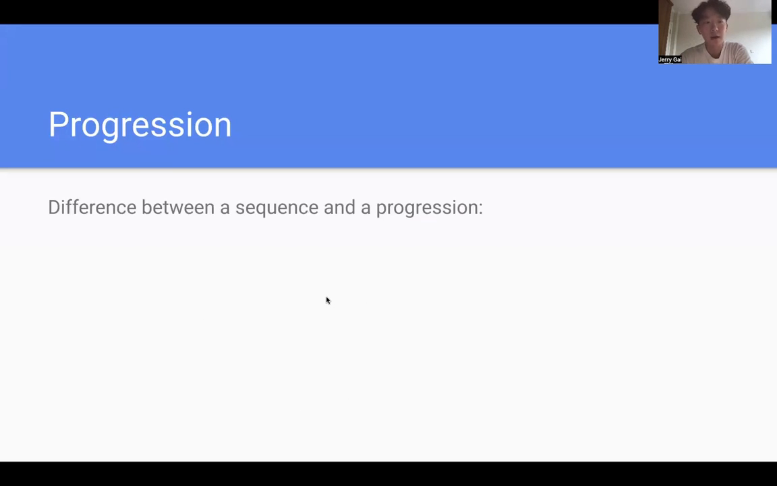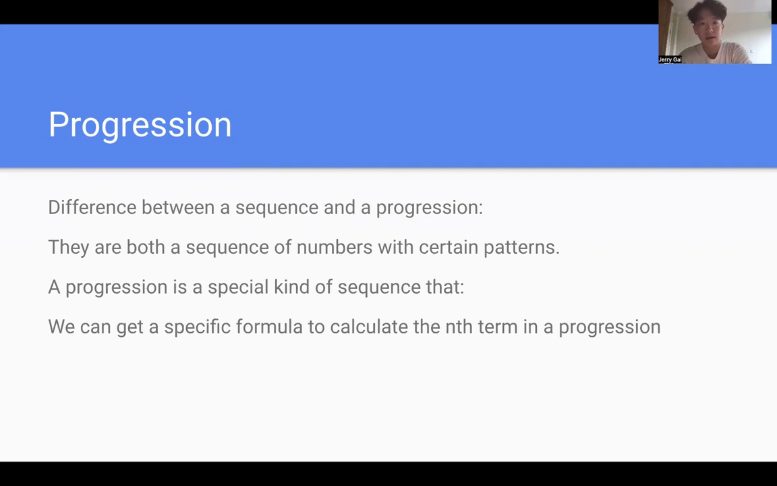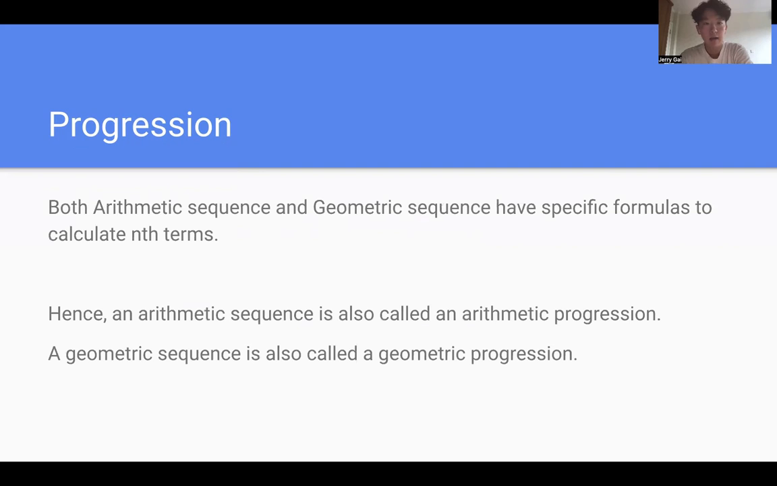Next, let's talk about progression. The difference between a sequence and a progression is that they are both sequences of numbers that follow certain patterns, but a progression is a specific kind of sequence, given that we can find a formula to calculate the nth term in the progression. Both our arithmetic and geometric sequences have specific formulas. So an arithmetic sequence is also an arithmetic progression, and the same for the geometric sequence and geometric progression.